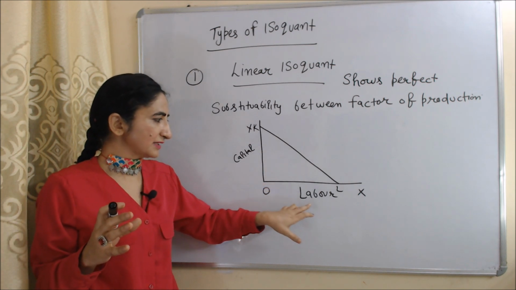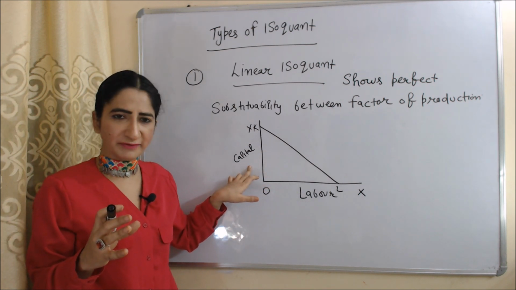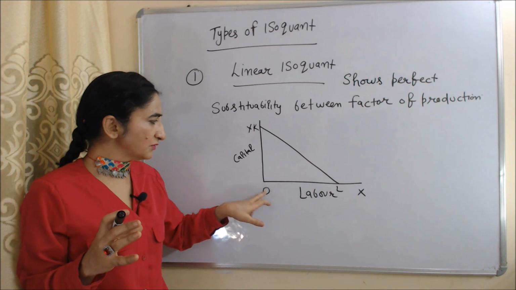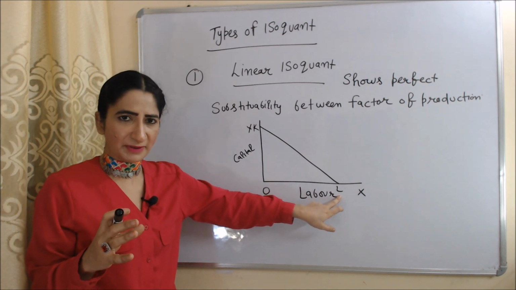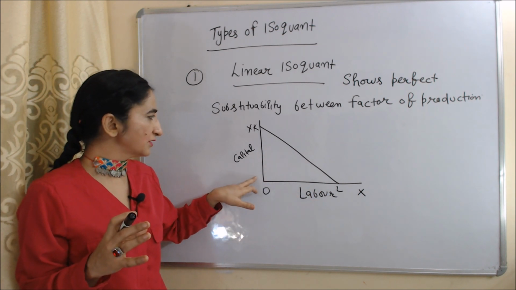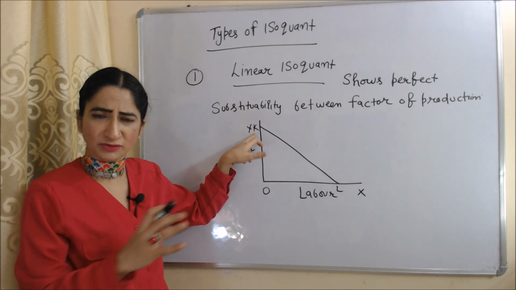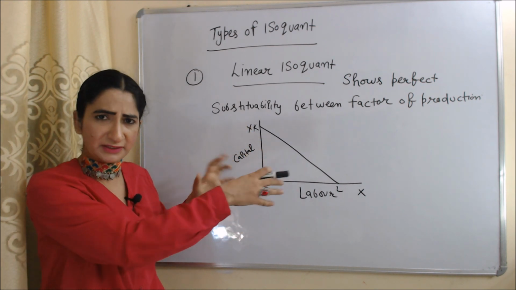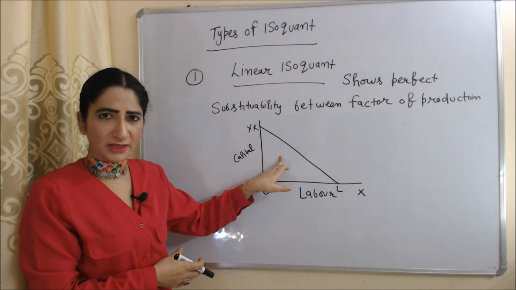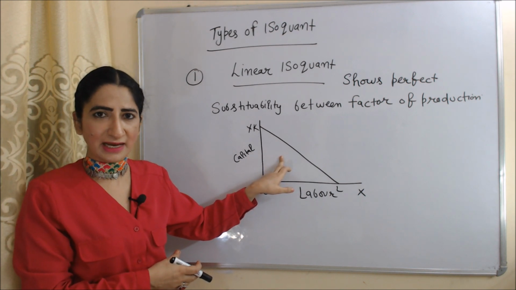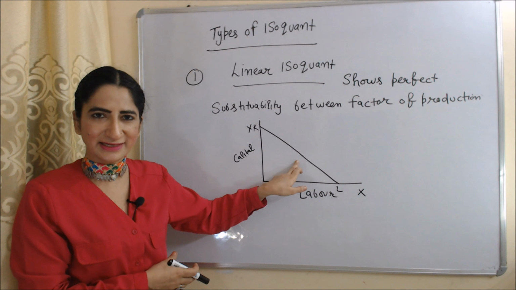Here you can see on the x-axis we have labor and on the y-axis we have capital. Either you can produce by using OL amount of labor or you can produce by using OK amount of capital. It means you can completely replace these factors with each other. This isoquant is also called a straight line isoquant.